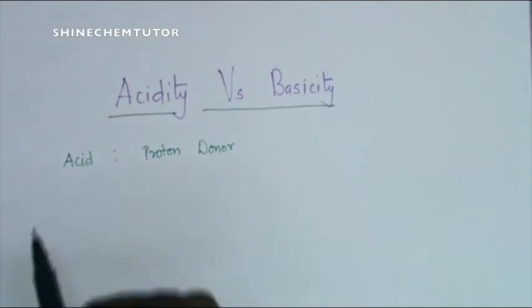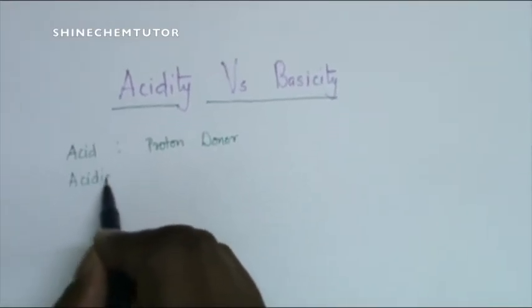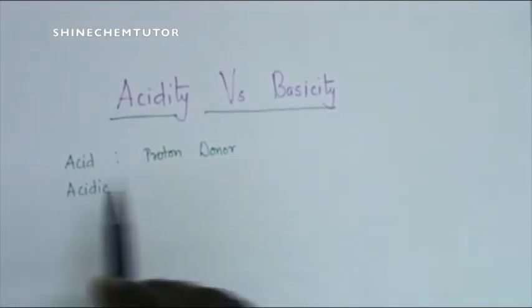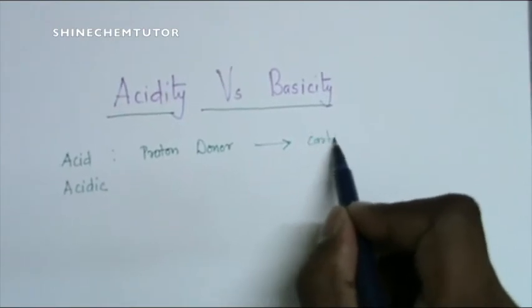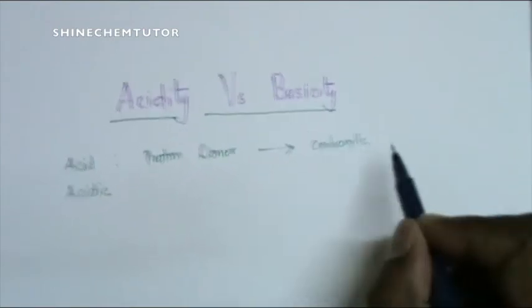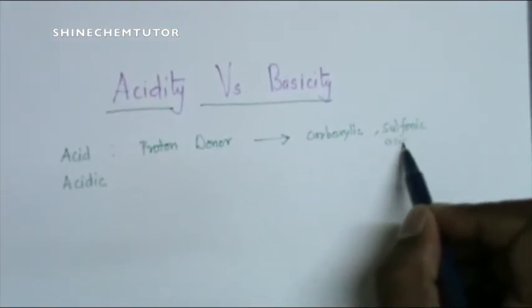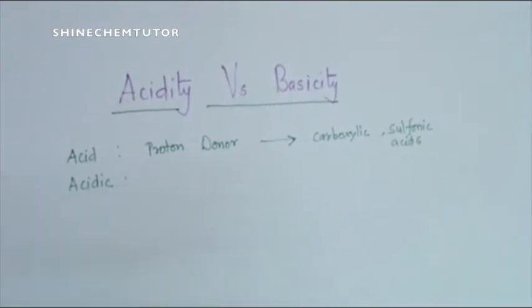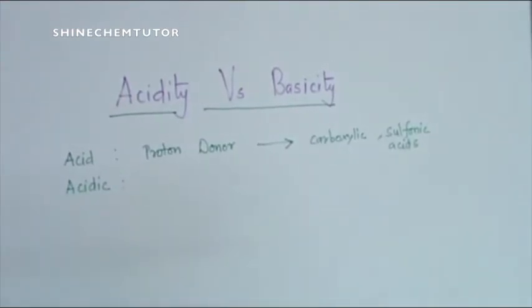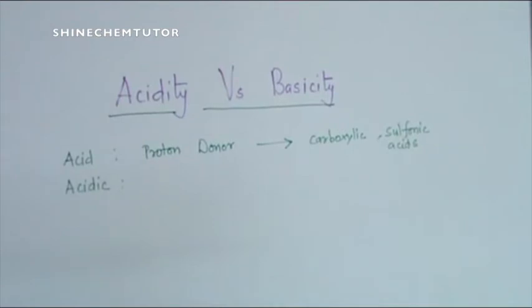But when we go for organic chemistry, we go for acidic proton. This term acid can be used only for carboxylic acid and sulfonic acid. But the acidic proton refers to the proton that can be abstracted by a base. So acid and acidic, they are not the same.